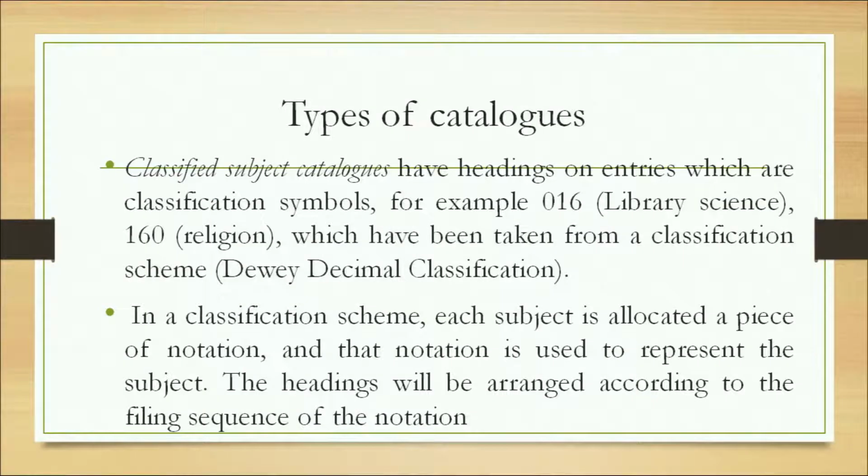For example, if a book is on library science, it will have 016 as its code, and you know this code, which represents the content of the book or the document, has been taken from some classification scheme. In this example, the scheme is Dewey Decimal Classification. In a classification scheme, learners, as you know, each subject is assigned a notation, and the notation represents the content or the subject matter of the book. The headings will be arranged according to the filing sequence of the notation.